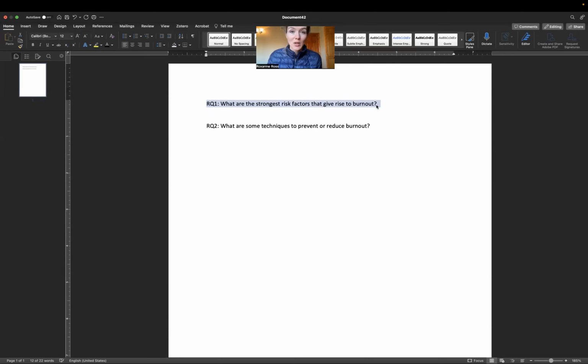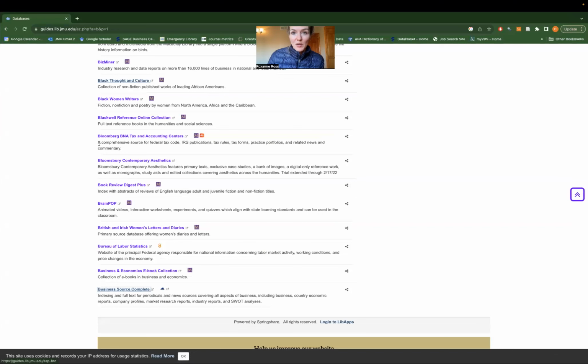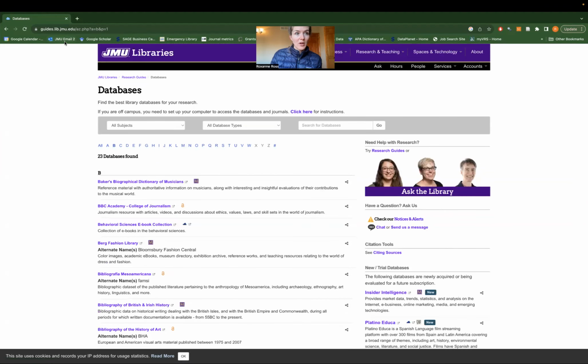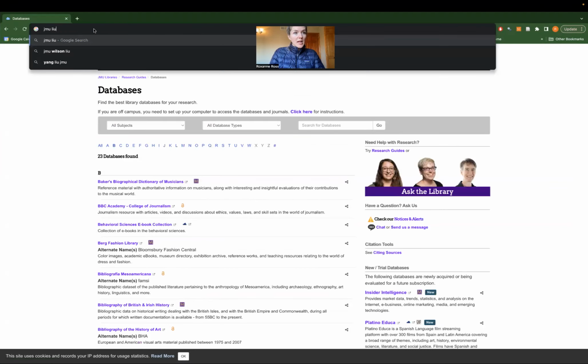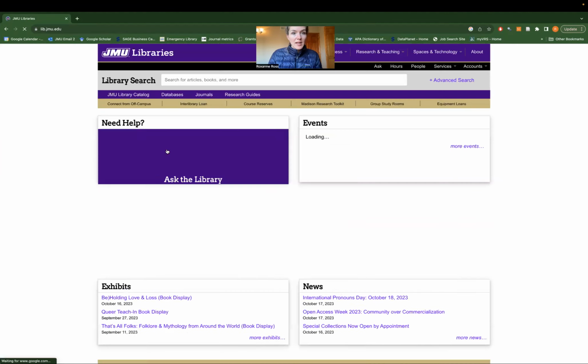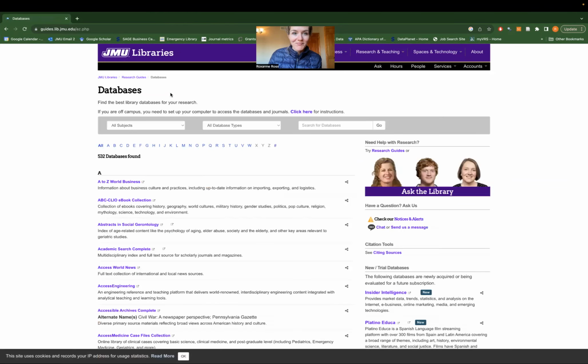Let's first learn how to search for articles that would help us answer this research question. To find our articles, as we talked about before, we will go to the JMU library. So to find this, I just type in JMU library, and you can click here. You can also just go right to databases. That's eventually where we're going, is this database tab.